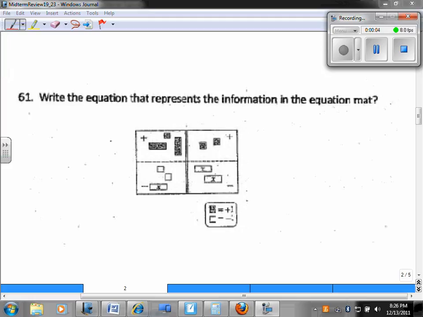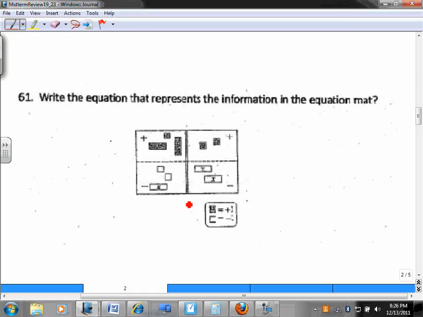Problem 61 asks us to write the equation that represents the information in the equation map. So remember, this means equal here. And then we just need to remind ourselves the value of each of the tiles. If it's shaded in, it's a positive. If it's unshaded, it's a negative.